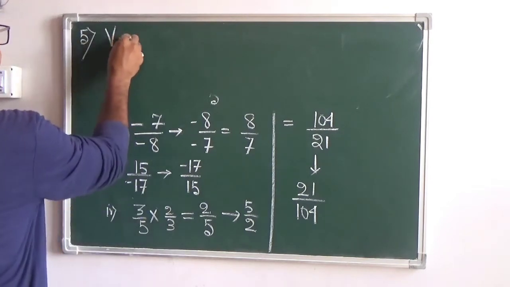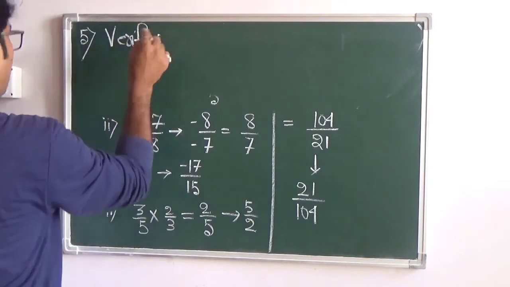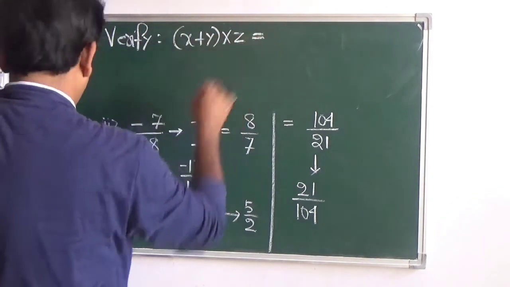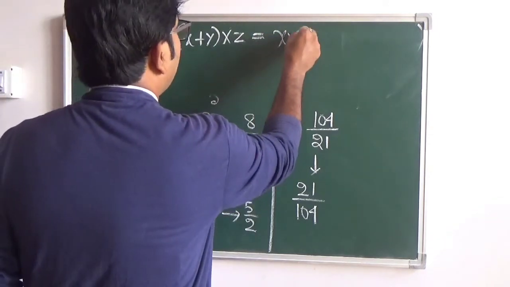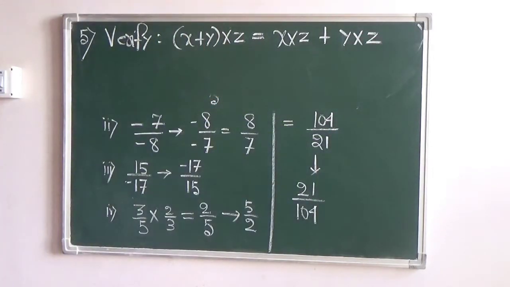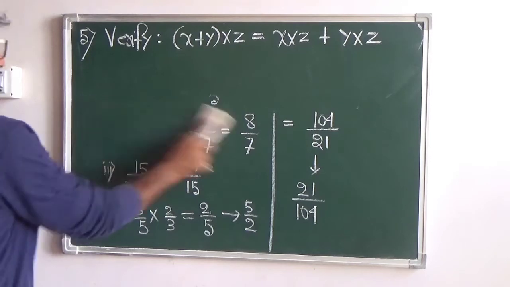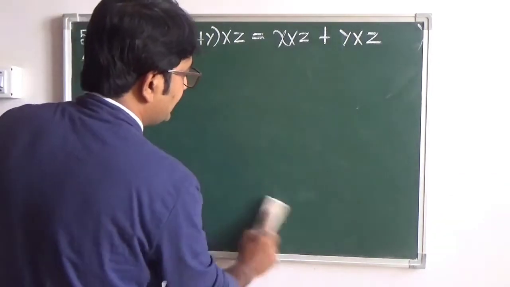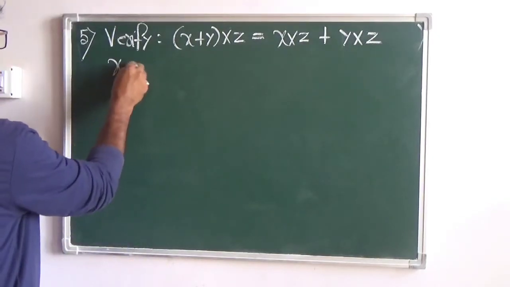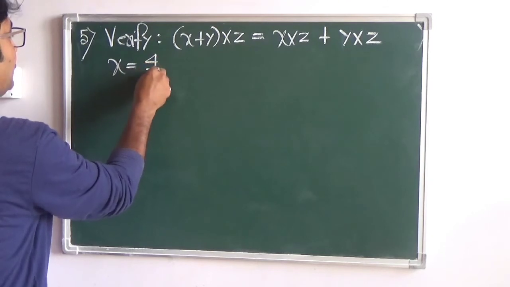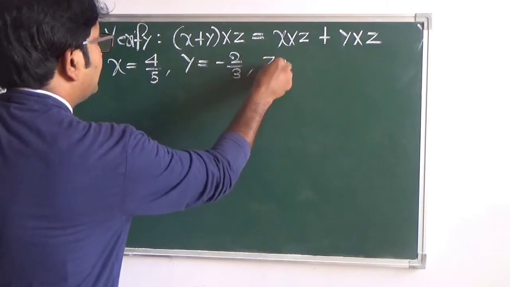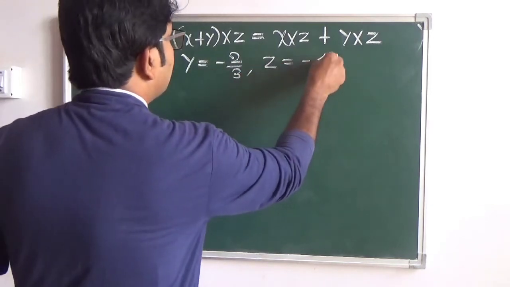Verify x plus y multiplied by z is equal to x multiplied by z plus y multiplied by z. So we have to verify this distributive property. We are given the values of x, y and z. So we have to operate on the left hand side separately and the right hand side separately, where x is given as 4 by 5, y is minus 2 by 3, and z is given as minus 4.